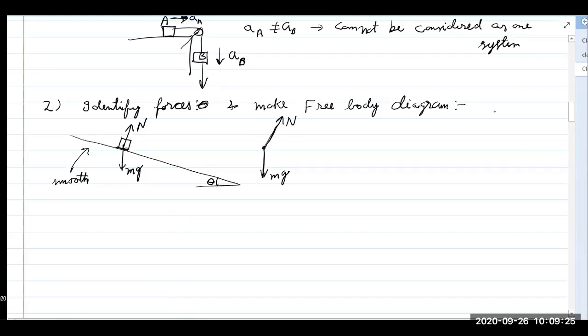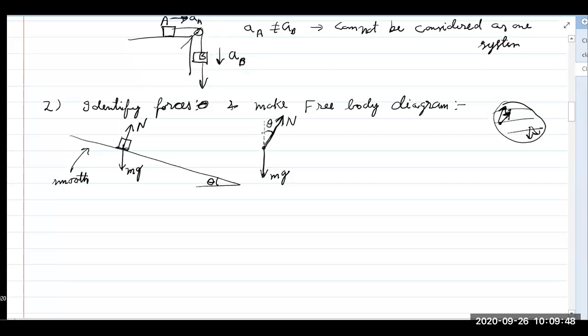I have seen many students just write with a very small sign, and it will not be clear in which direction the force is actually acting. One will be like this, another like this, and it is not clear by looking at the diagram. But when you draw the diagram, it should be clearly understood from the diagram in which direction the forces are acting.